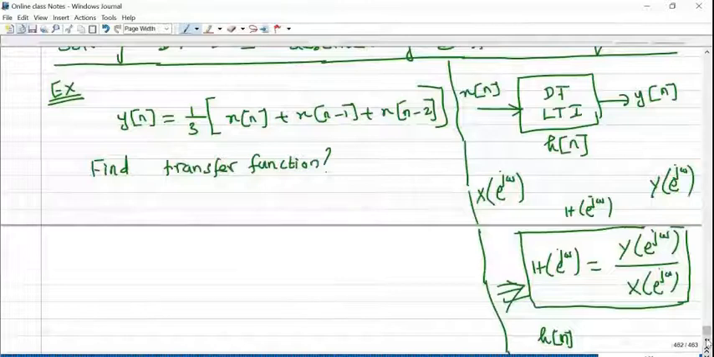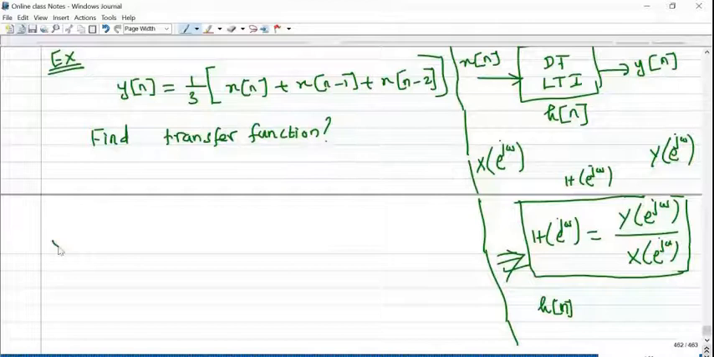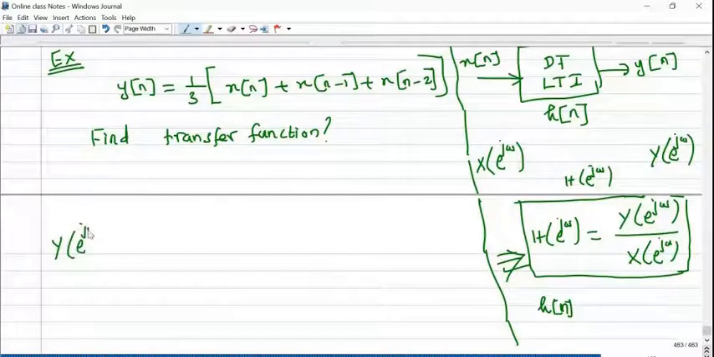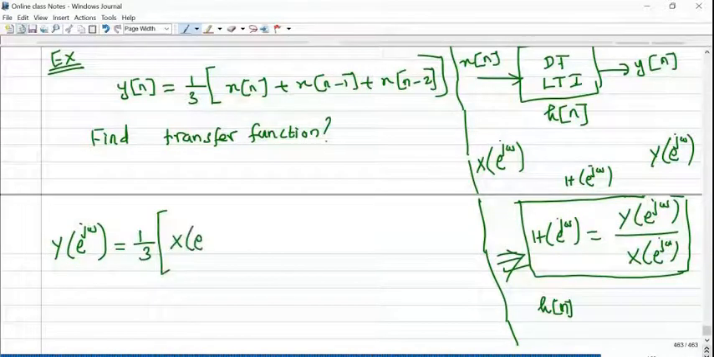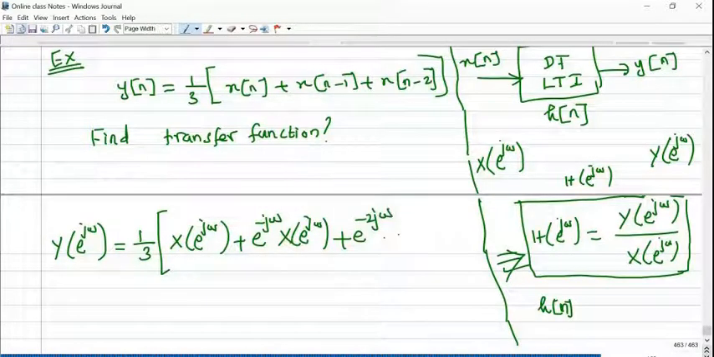So find the DTFT of the given difference equation. Y of n becomes y of e power j omega. The DTFT representation, 1 by 3. X of n becomes x of e power j omega. X of n minus 1: the DTFT result is e power minus j omega x of e power j omega, according to the property. X of n minus 2: e power minus 2j omega x of e power j omega.